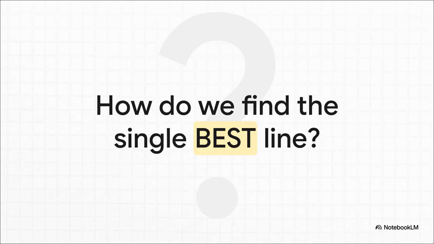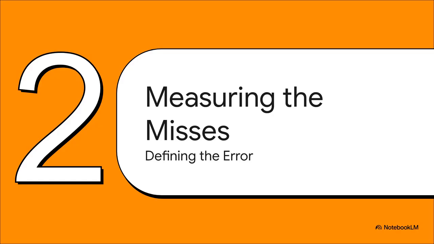You know, you and I could both look at a scatter plot of data and just draw a line through it that looks pretty good. But how do we know which one is actually the best? How can we even measure goodness? Just eyeballing it is not going to work. We need a real mathematical way to define what the single best line actually is. And that brings us right to our second section, measuring the misses.